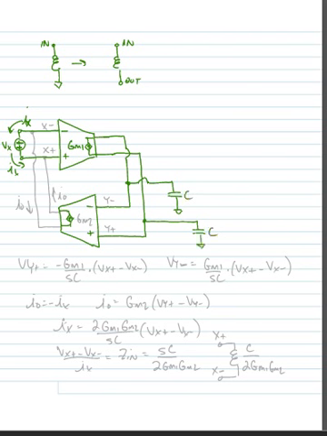So here we have two capacitors equal to C that are connected similarly to the way they were for the single-ended circuit. And we have our feedback circuit connected as is drawn here.